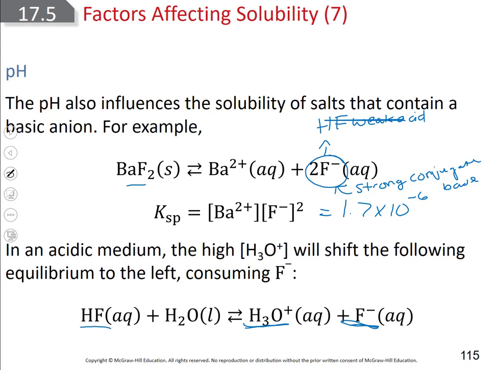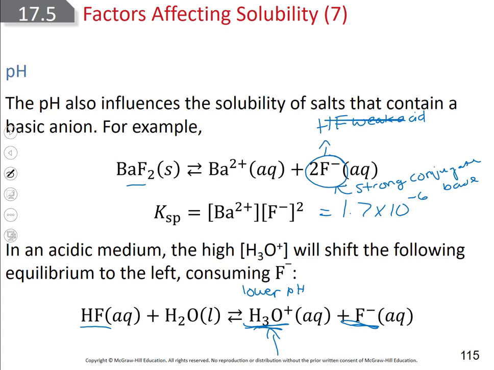If I lower the pH, what does that do to the hydronium? Make more hydronium or less hydronium? More hydronium. Lowering the pH means I have more hydronium. If I have more hydronium, which way is this reaction going to run? Forward or backwards? Backwards, which means what's going to happen to the fluoride? Am I making more fluoride or less fluoride? Less fluoride. So that is going to consume those fluoride ions.